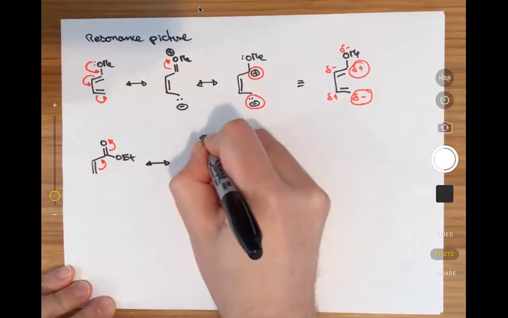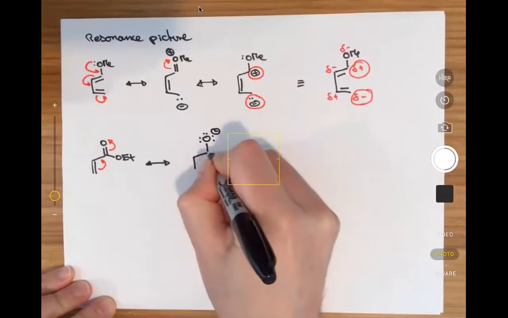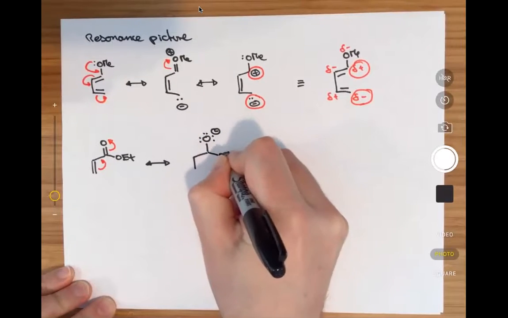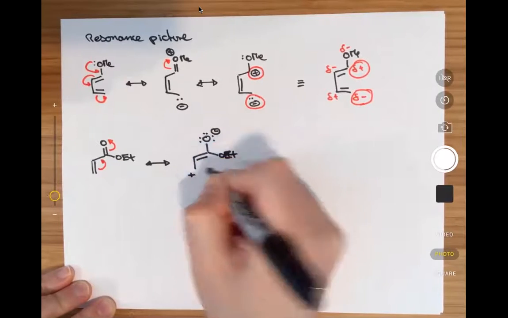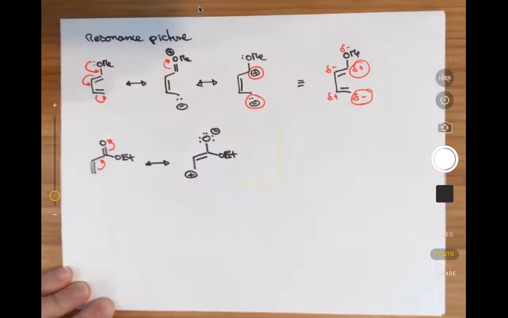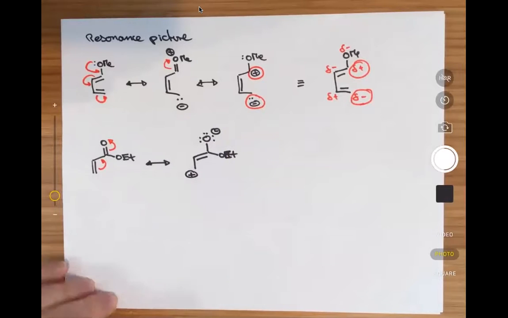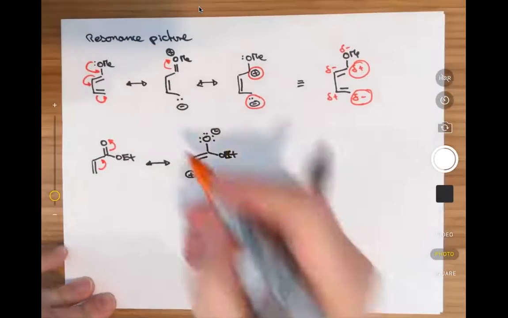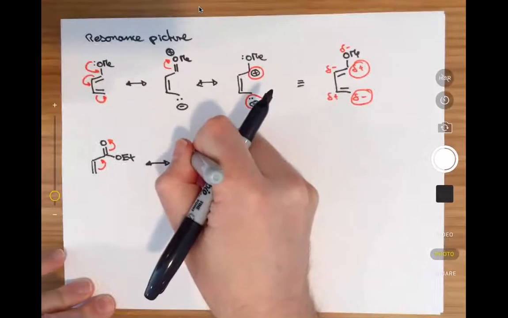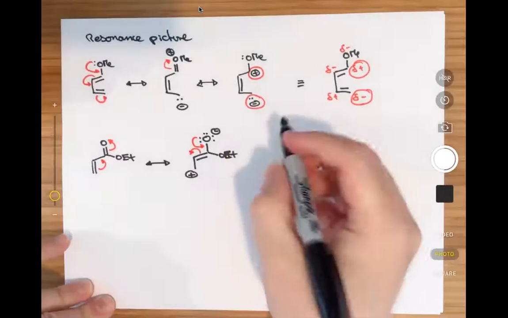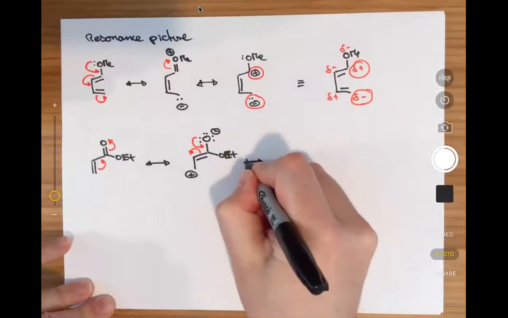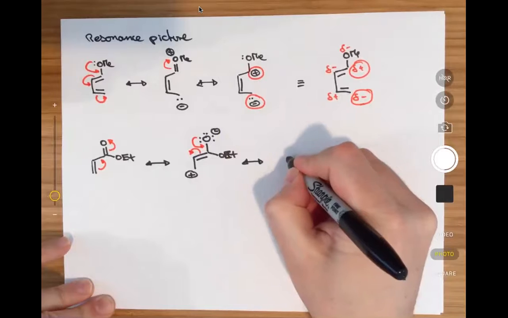Then you would have a negative charge here on the oxygen, ethyl, and then you would have a positive charge at this end of the pi system. And if you wanted to, you could basically move this negative charge out again. So you could move this one over here and take these electrons and move them into your carbonyl again. And that would give you a structure that's very similar to the polarization that we have drawn in before.